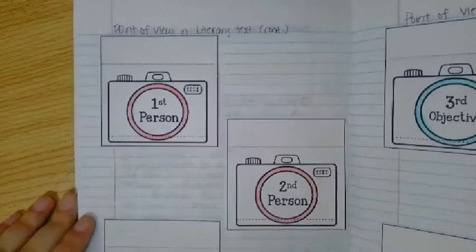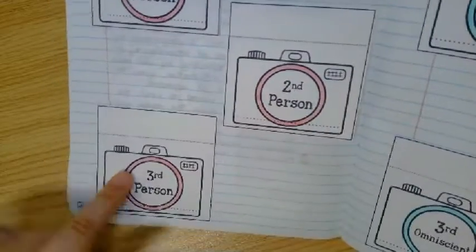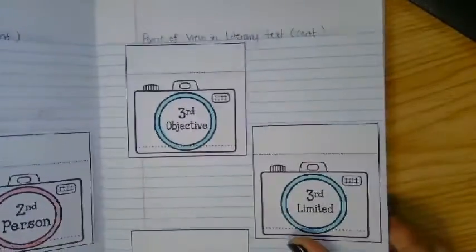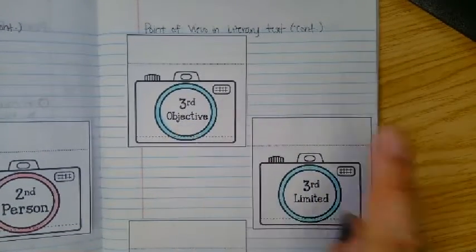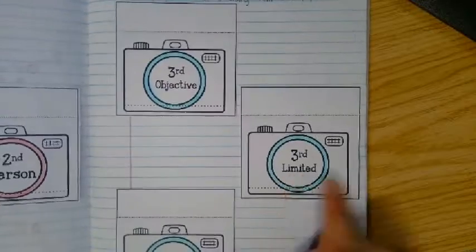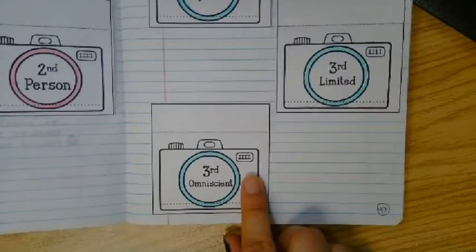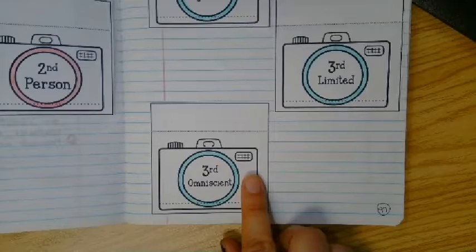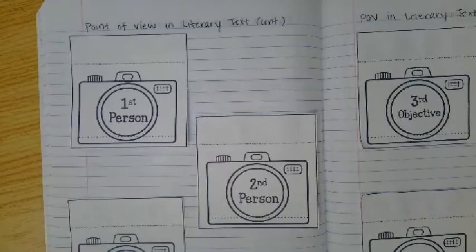So you're going to go ahead and glue first, second, and third person. And on the next page, you're going to glue third objective first, third limited second, and third omniscient third. You'll see why we have it in this specific order later on. Go ahead and pause the video and glue those in.